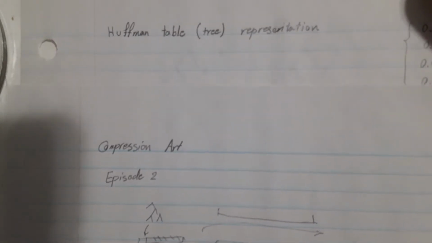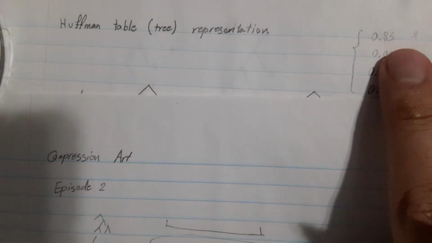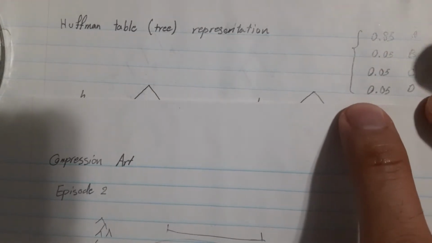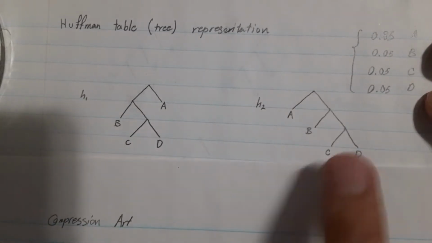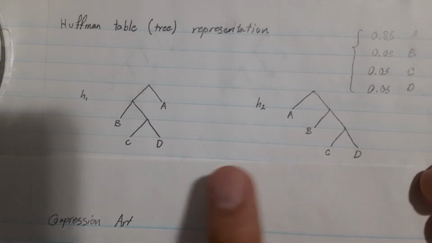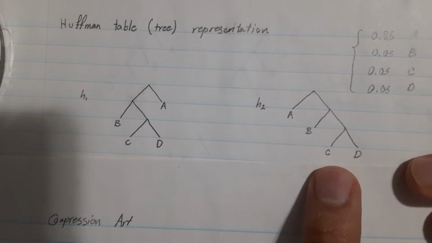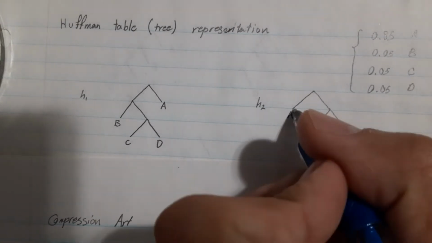So let's look at the Huffman table that we had last time. This was the phenomena we talked about. Phenomenon A happens with 85% probability. The three other phenomena happen with 5% probability. And we created something like this for it. But if you think about this a little bit, you realize that the only thing that has an influence on the expected length, or the average length, of the Huffman tree is the length of the branches.